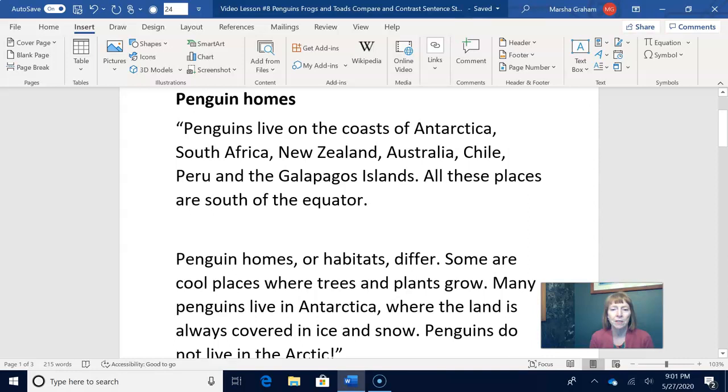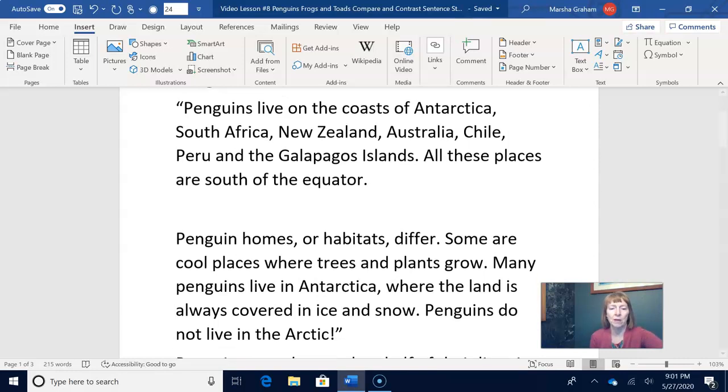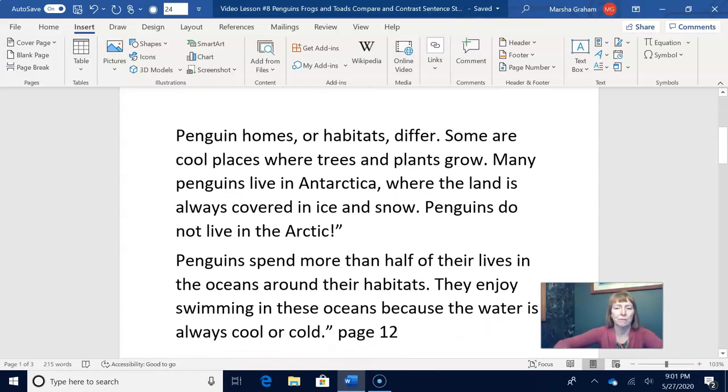Penguins live in the coast of Antarctica, South Africa, New Zealand, Australia, Chile, Peru, and the Galapagos Islands. All of these places are south of the equator. Penguin homes or habitats differ. Some are cool places where trees and plants grow. Many penguins live in Antarctica, where the land is always covered in ice and snow. Penguins do not live in the Arctic. Penguins spend more than half of their lives in the oceans around their habitats. They enjoy swimming in these oceans because the water is always cool or cold.